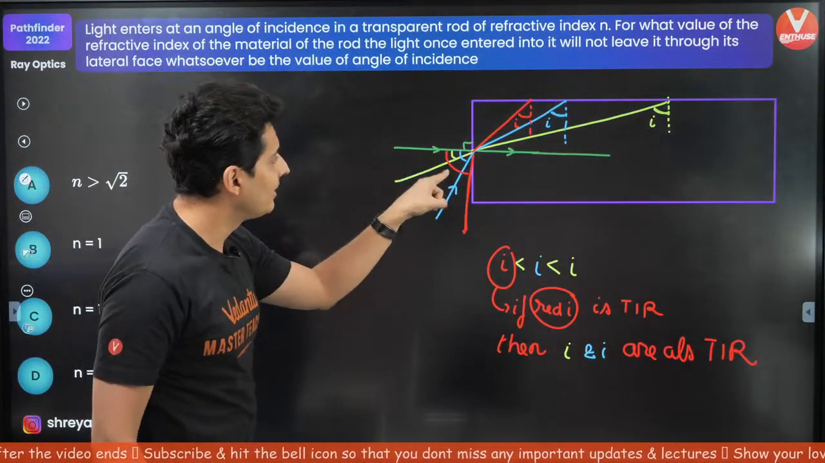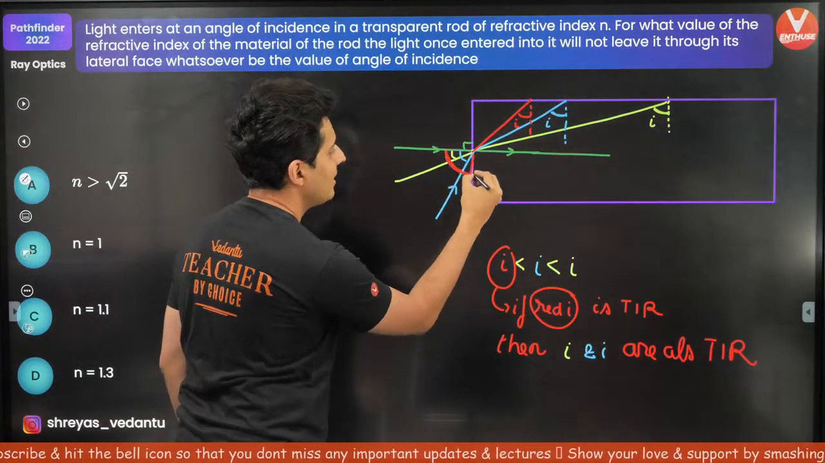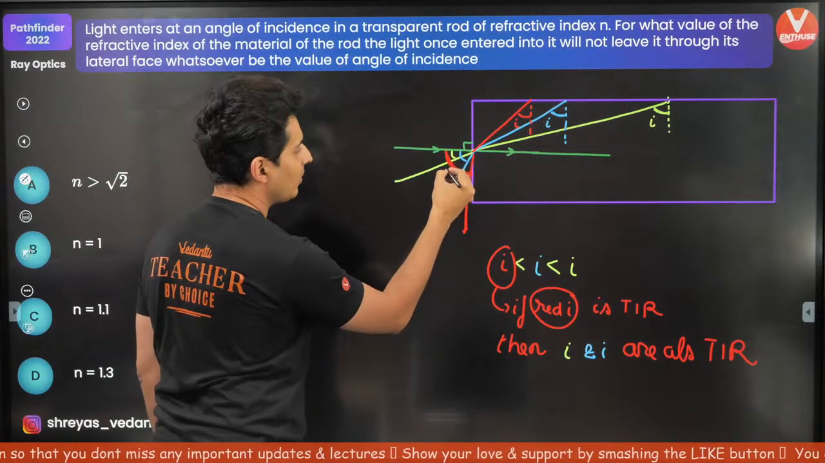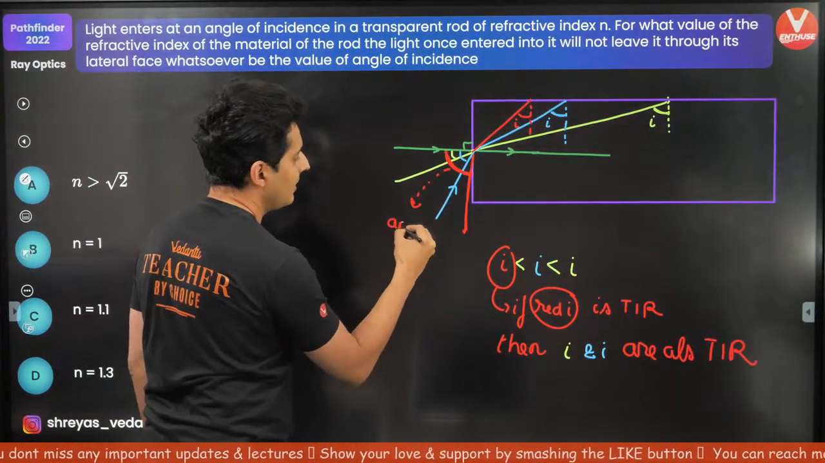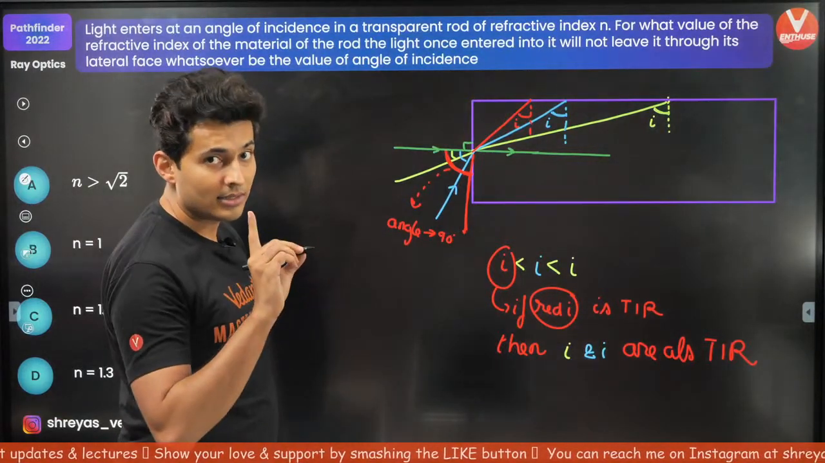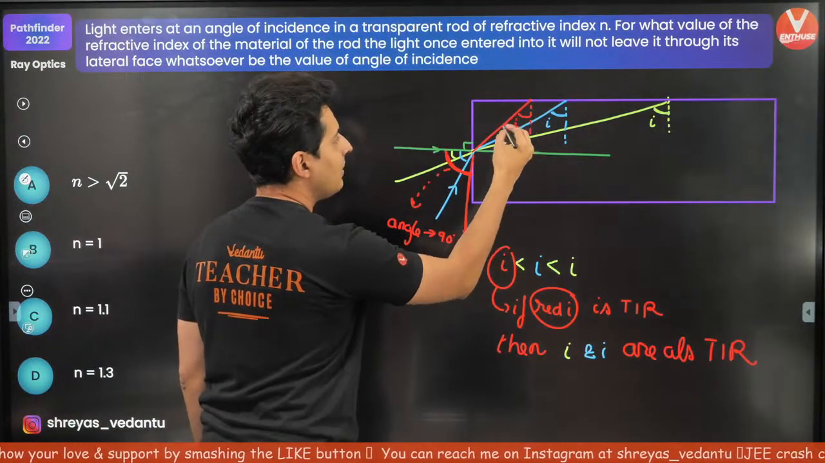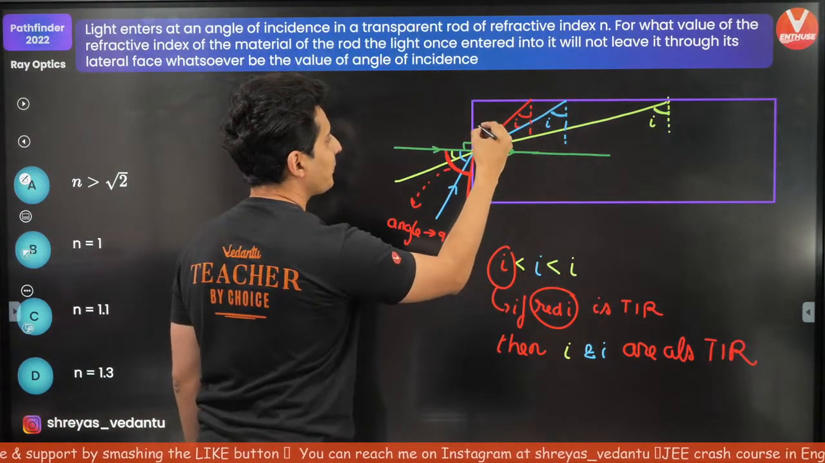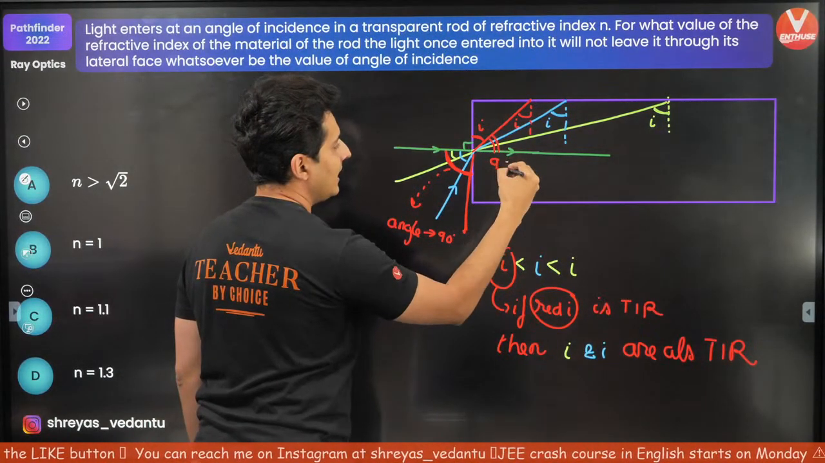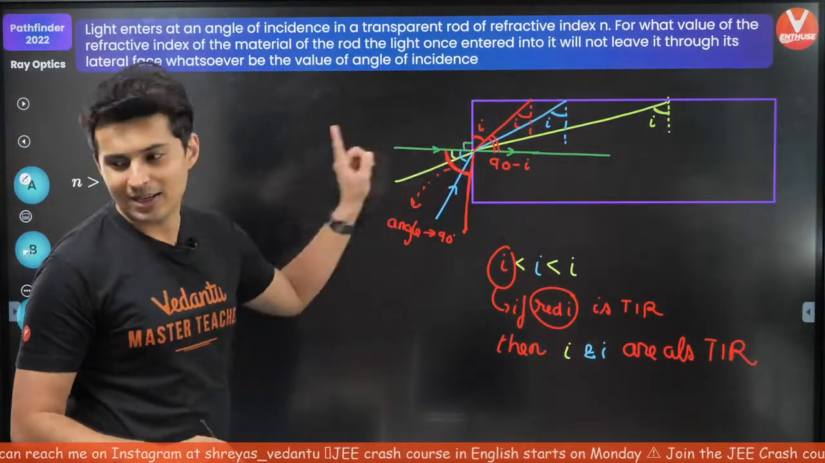What is this angle? See, the maximum angle. What is this red angle? Think about it. This angle is almost tending towards 90 degrees. Agree? Disagree? Agreed, right? If this is i, think about it, this is also i. And if this is i, then obviously this angle is 90 minus i. Got it? Apply Snell's law over here.